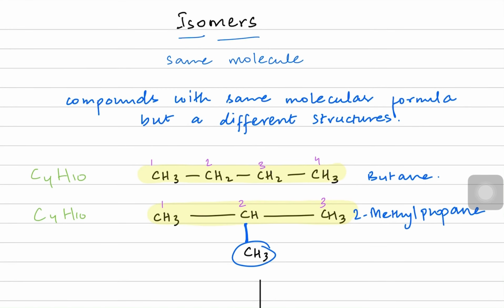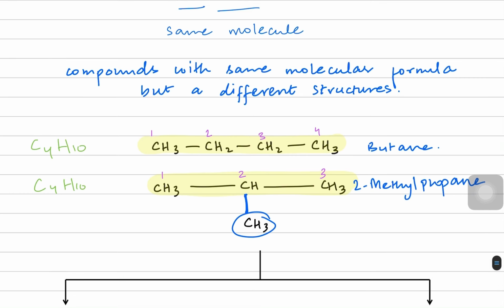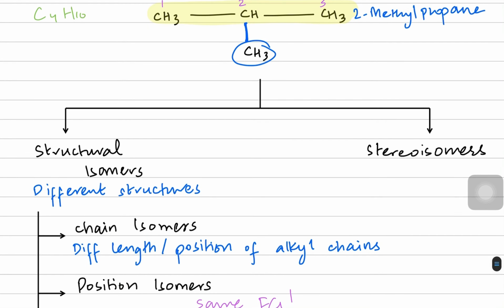Hey everyone, in the previous video we were talking about the concept of isomers. We said that isomers are compounds with the same molecular formula but different structures. They have the same number of atoms but the arrangements could vary. We had two main categories of isomers. One was structural isomers, the other was stereoisomers.